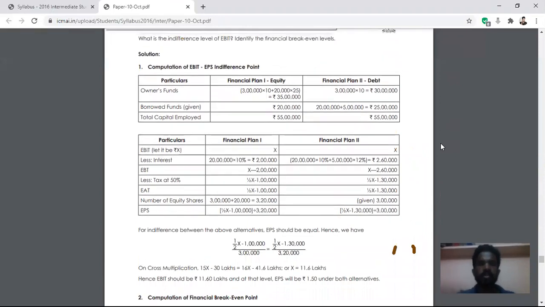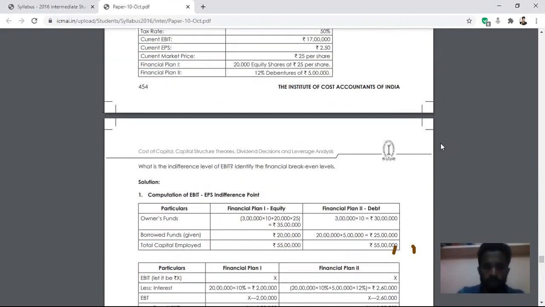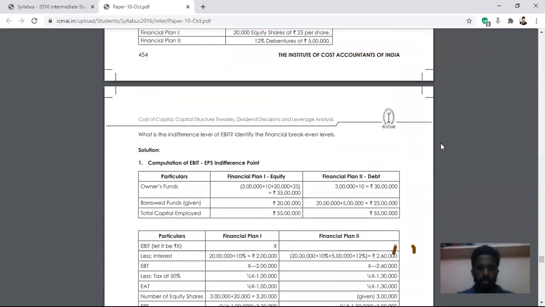First, what they are computing is the EBIT-EPS indifference point. There are two financial plans. Plan number 1 is raising the entire capital as equity, issuing new 20,000 shares at the rate of 25 per share. Second is procuring all 5 lakh funds from debt at the rate of 12% debentures. So now solution. Statement number 1 is computation of EBIT-EPS indifference levels.